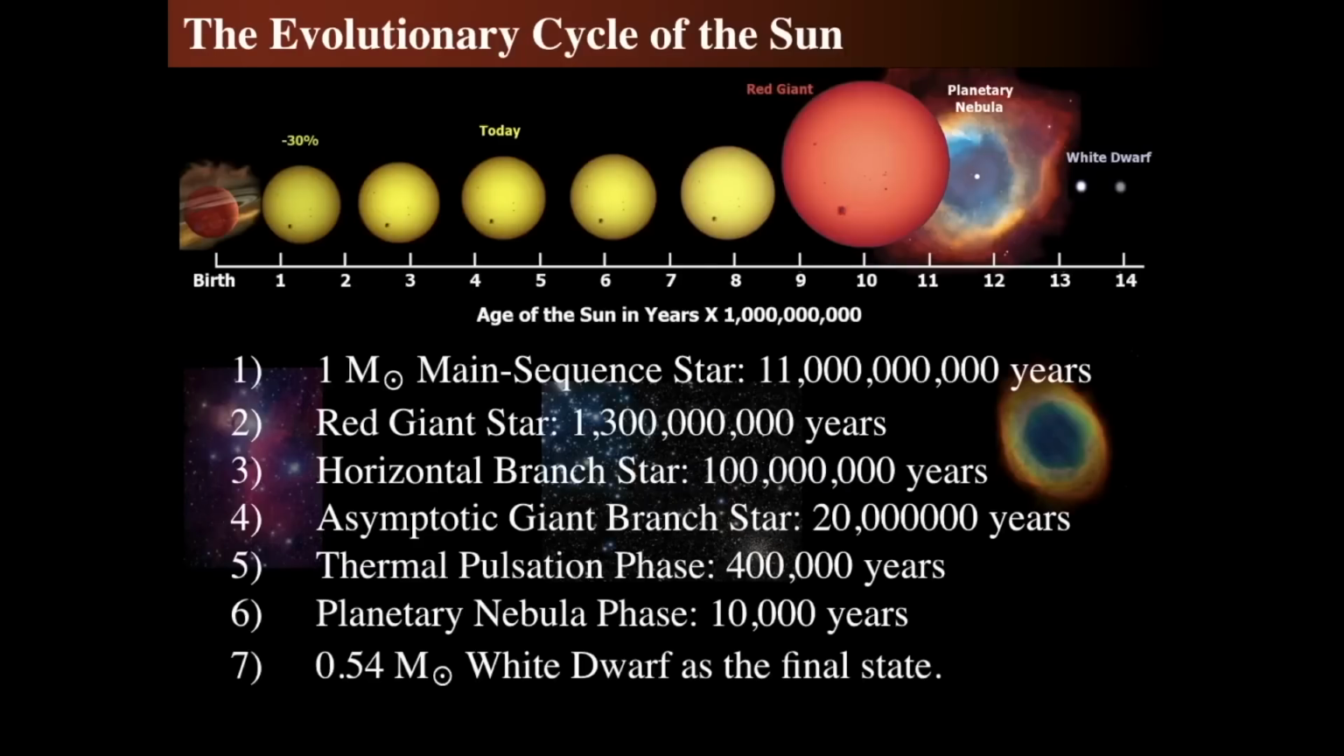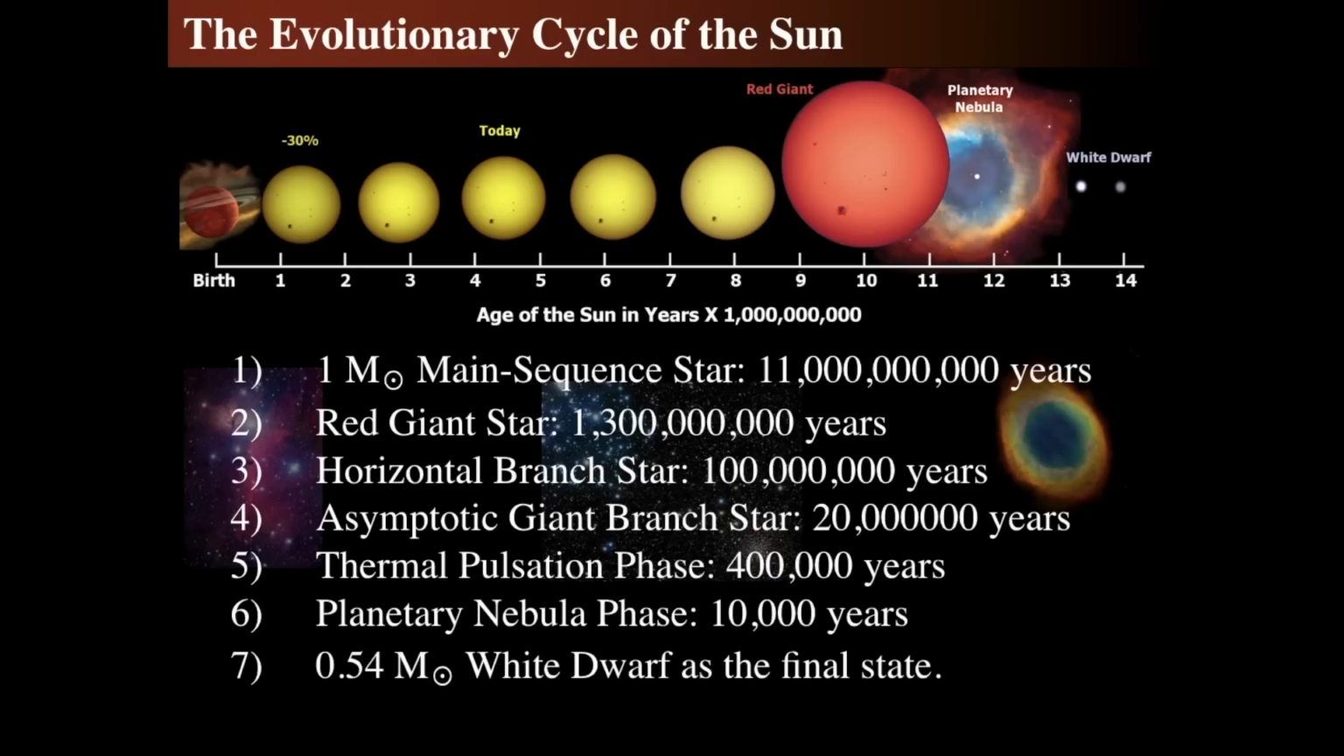So the evolutionary cycle of the Sun goes with that peculiar graphic across the top. For about 10 or 11 billion years, the Sun is a main sequence star. Then for about 1.25 billion years, it's a red giant. Then it becomes what we'll talk about, a horizontal branch star for about 100,000 years, then an asymptotic giant branch star for about 20 million years. It'll pulse itself apart over 500,000 years, and it will become a planetary nebula for only about 10,000 years.